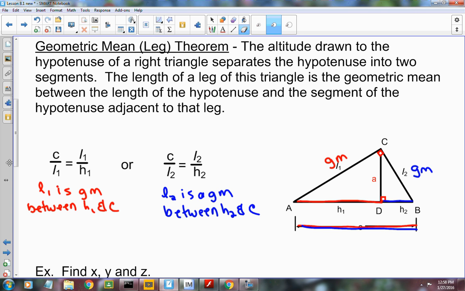So let's work a problem. Let me put some numbers in here. Let's say that we want to find the leg, and let's say that H2 is 4 and H1 is 6. Okay? Now, remember, the leg is the geometric mean between what two things? H2 and the whole hypotenuse, right? And what's the length of the whole hypotenuse? 10, right? So what's my proportion going to look like?